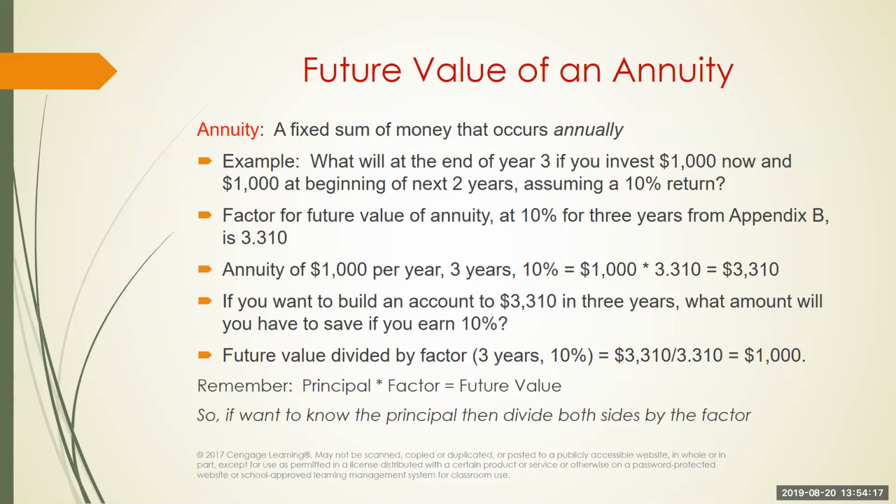So then just following this down to the last 2 bullets, you can also try and figure out how do I get to an amount out in the future? So say instead of just having the $1,000, say that I start with the goal of I want to have $3,310 in 3 years. What amount do I have to save? That's when you would divide by the factor and isolate the principal.